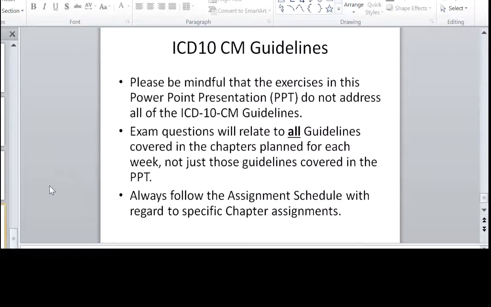And our last slide is what we always see in these, being mindful that the exercises in this PowerPoint do not address all of the guidelines. Exam questions may relate to all those guidelines covered in the chapters planned for each week, not just the guidelines covered in this PowerPoint. Always follow your assignment schedule with regard to specific chapter assignments.